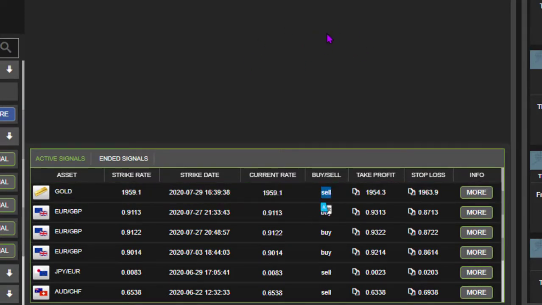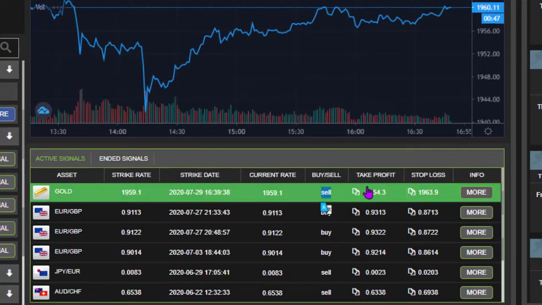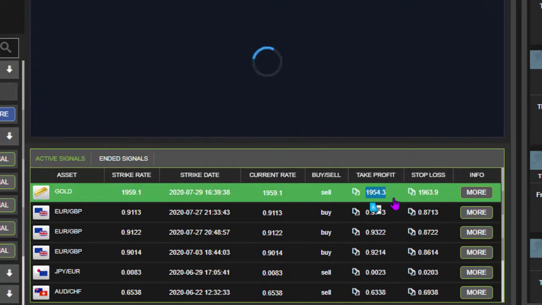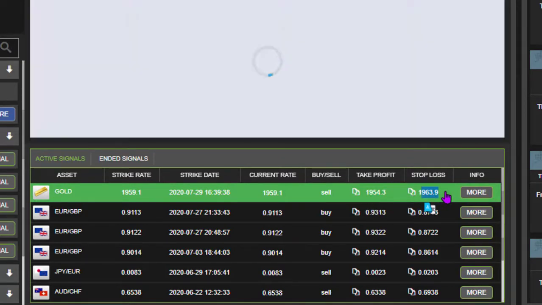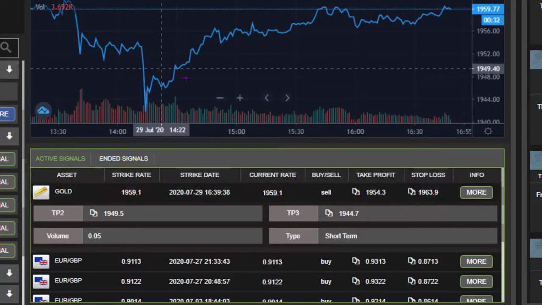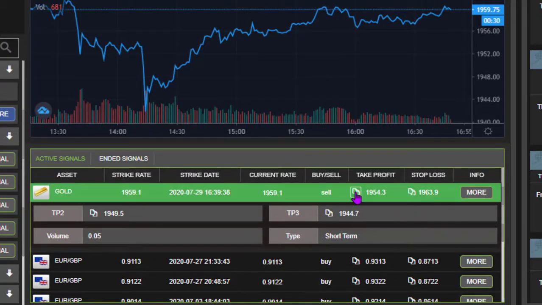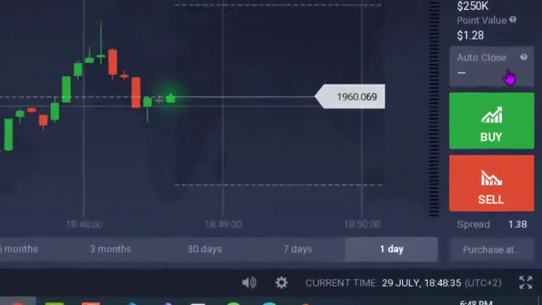According to this chart, it will appear there, and take profit rate 1954.3 and stop loss rate 1963.9. So let's copy the take profit rate and go there.